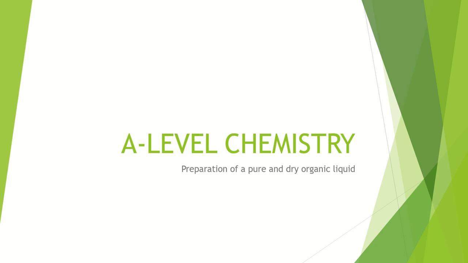So this is part of the AS level for A-level chemistry. And I'm going to talk you through here today how you make a pure dry liquid in an organic preparation. The pure dry liquid that we're going to talk about making here today is 1-bromobutane.